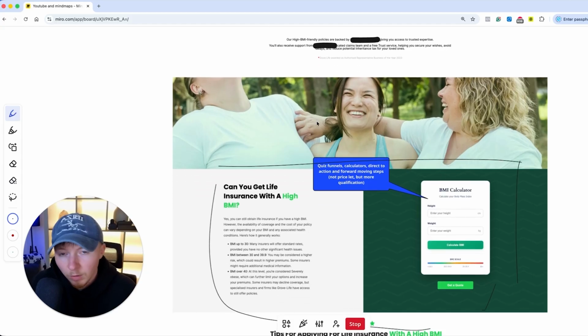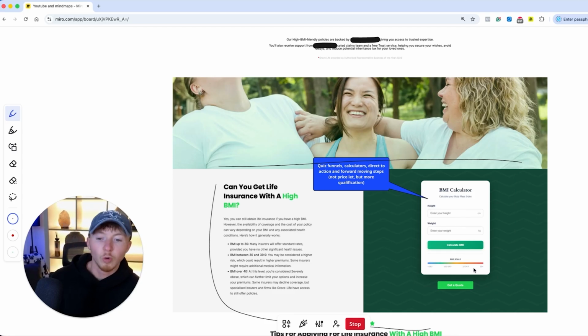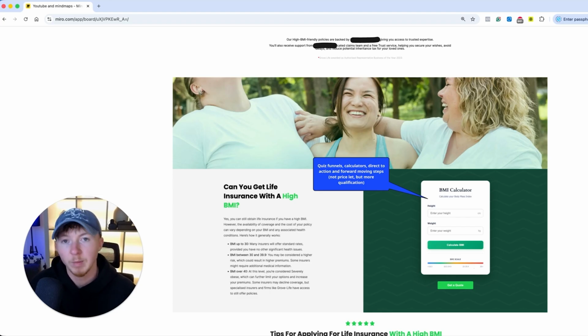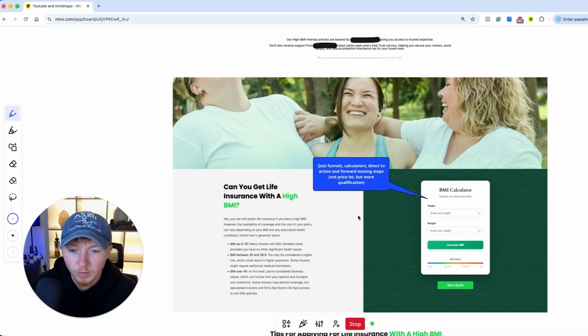Moving on, we're heading into something interactive. So quite early on, we want to give them maybe a quiz funnel, or some form of calculator, which may not be a price calculator, but we direct action towards people moving through steps. So in this case, you'd enter your weight, you'd enter your height, and then it would give you a calculation saying, based on your results, we strongly suggest you speak to us because of this BMI, and these are the issues that you're going to have.